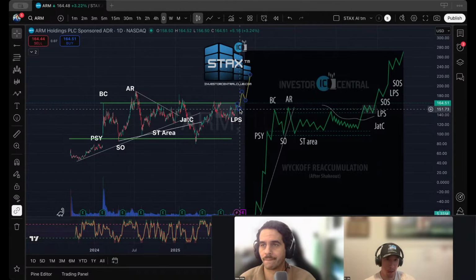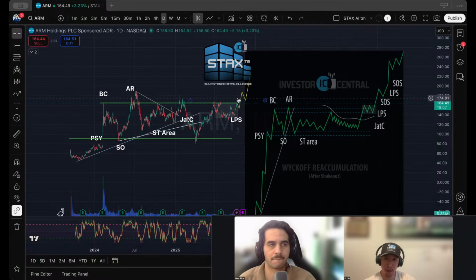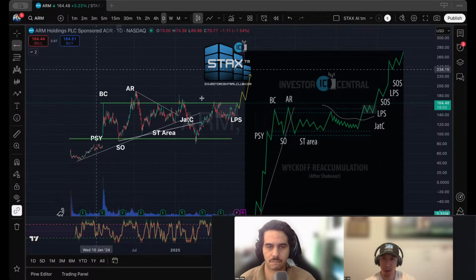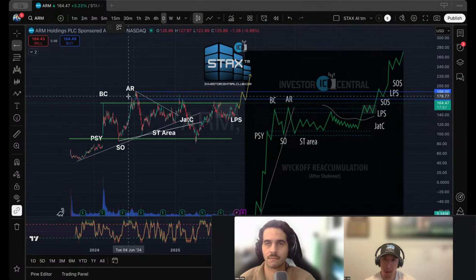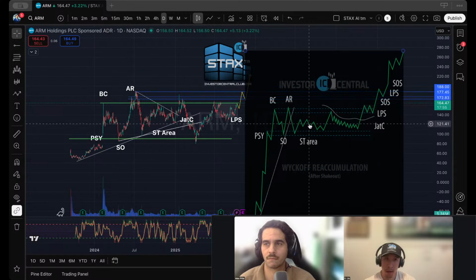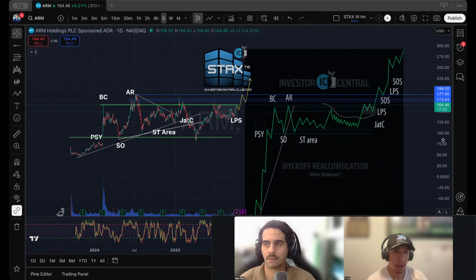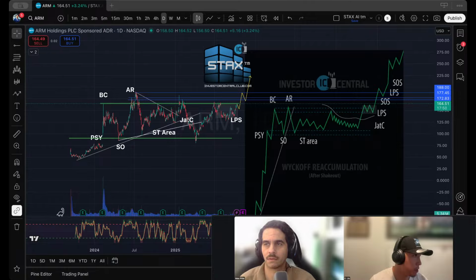Doesn't necessarily have to come down. It could just break above this resistance, this upper bound, and retest these other previous lines that I have drawn here. So I'll give you these ones right here. All right. Yeah, I think ARM is a really good potential play.